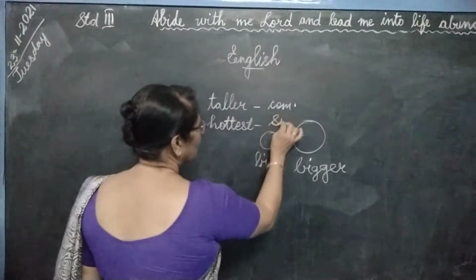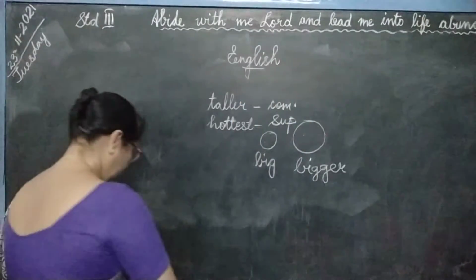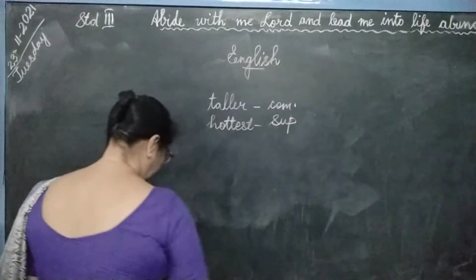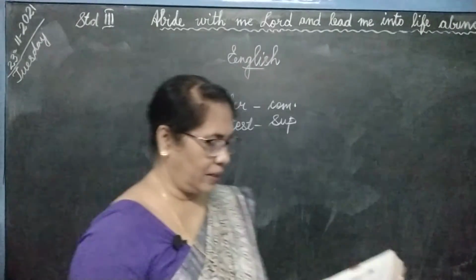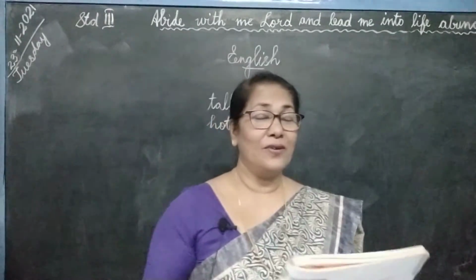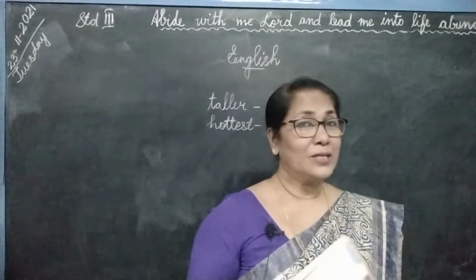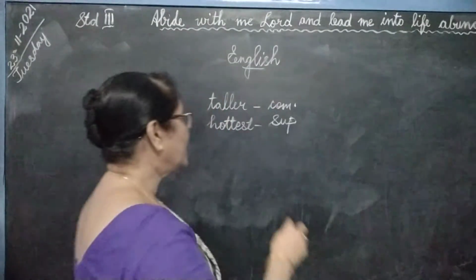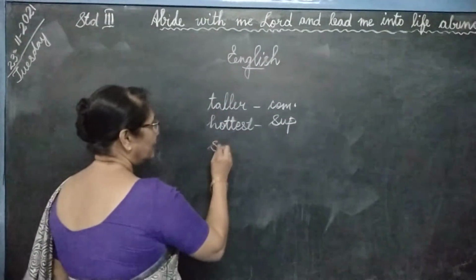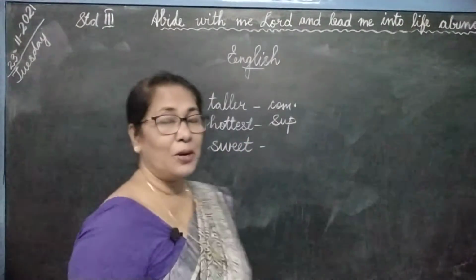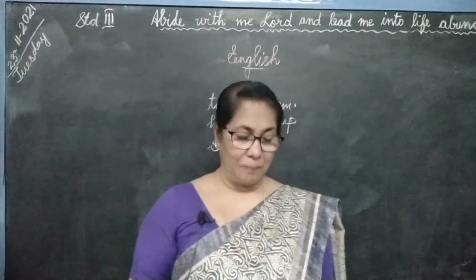H-O-T-T-E-S-T. That is the superlative degree. Now let's move on to the third one. What is the third one? Amit is a dash boy. We are not comparing with anyone. It's only a positive degree. So what word can be used? Yes, sweet boy. But that doesn't mean his taste is sweet. Here, sweet boy means such a nice person.